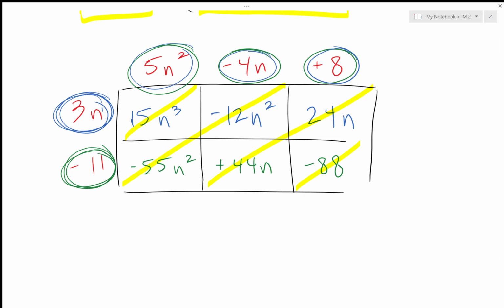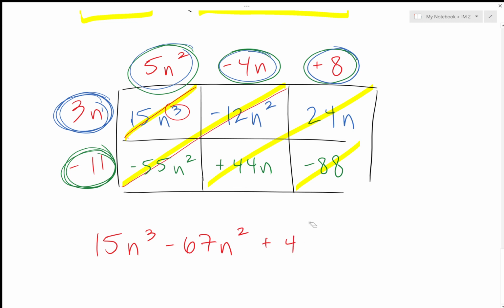So I like to start with the biggest one, so n cubed. So 15n cubed, that's it. Let's combine a negative 55 and a negative 12. That comes out to a negative 67n squared, and now we don't change the exponent because we're adding and subtracting. Only when we're multiplying we change the exponent. Plus a 44 and a 24 make a 68, and we keep it. And then finally the negative 88 at the end.